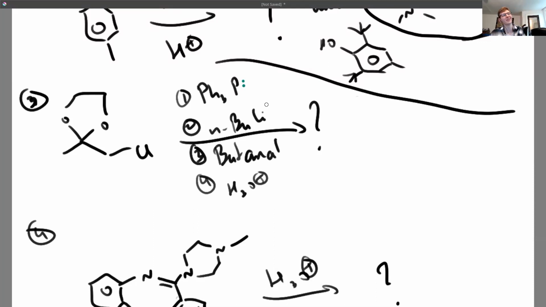I don't know, would it break open that weird dioxide thing, or does it just do the reaction as it would as if it were still carbonyl? So this is before the Wittig reagent.